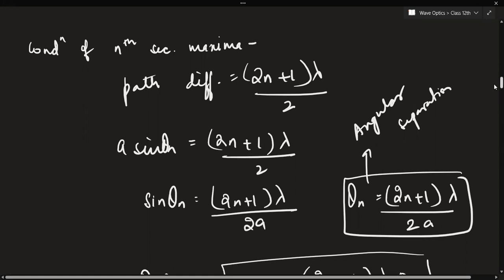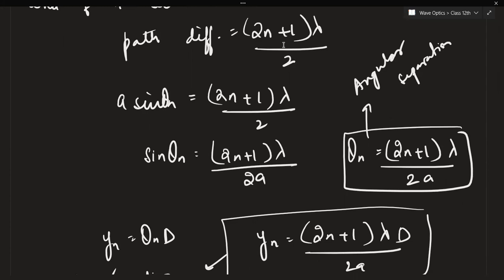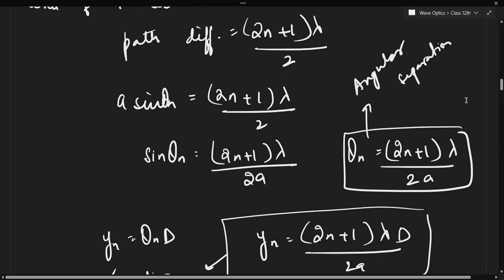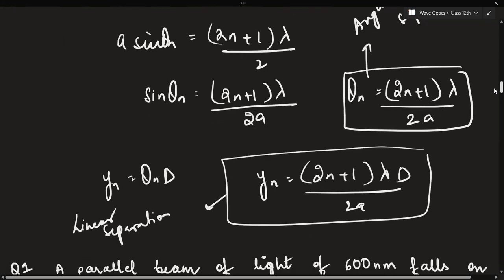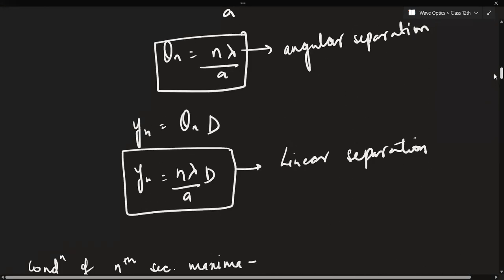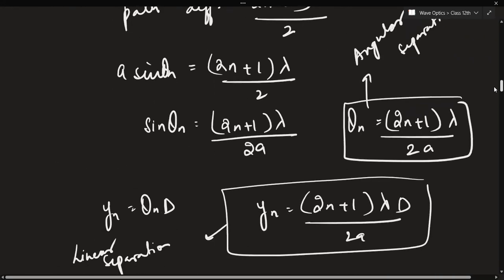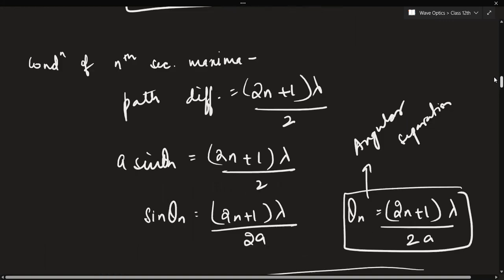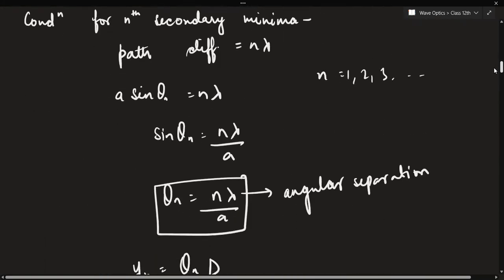Because this derivation is not there, that's why I'm not doing how you get 2n plus 1. But the angles and the conditions will be 2n plus 1 lambda by 2. All right, class. And for the linear separation, same thing, 2n plus 1 lambda D by 2a. These two formulas are angular and linear separation for the minima, and these two formulas are for the maxima. Remember this, that is enough for solving questions on diffraction. Noted from here, let's also see some questions then.